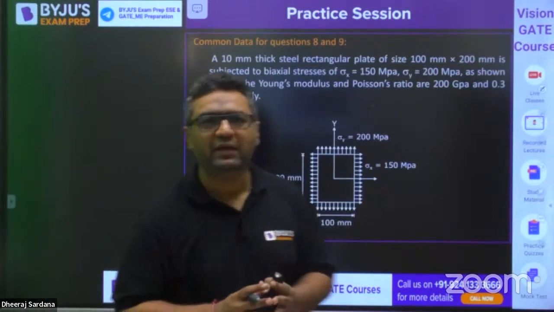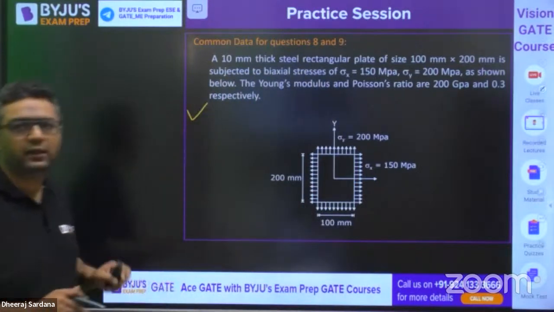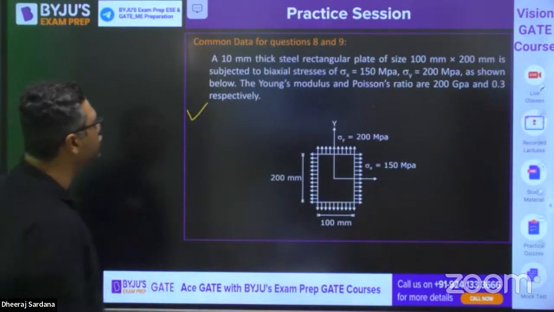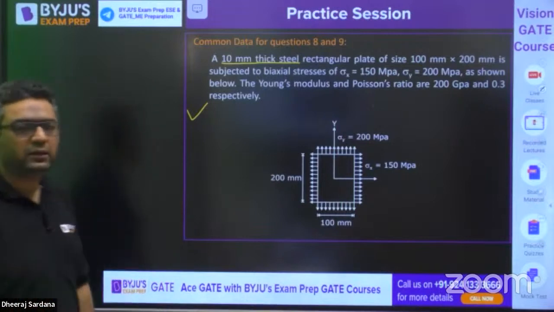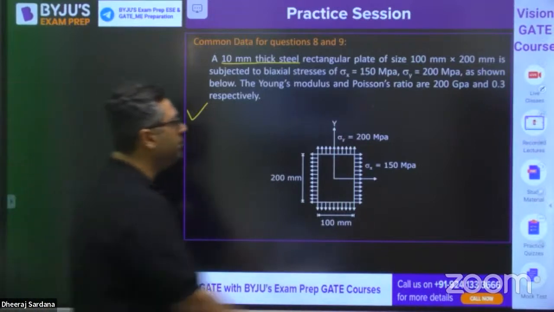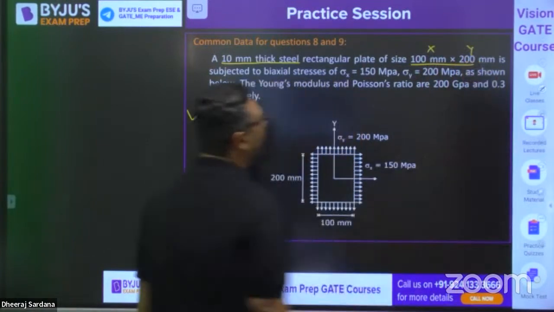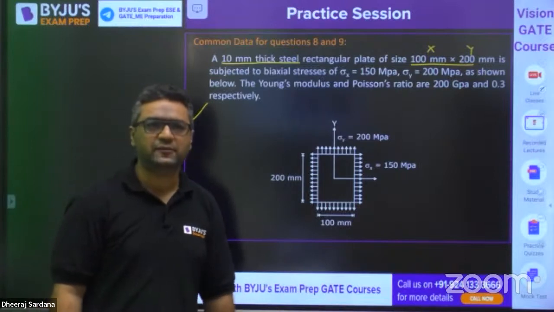Next two questions are very, very important, guys. And this question is 2 times repeated in GATE paper. If you see this question, they have mentioned a 10 mm thick steel rectangular plate of size 100 mm cross 200 mm. This is X, this is Y. And they have mentioned that it is subjected to biaxial state of stress.